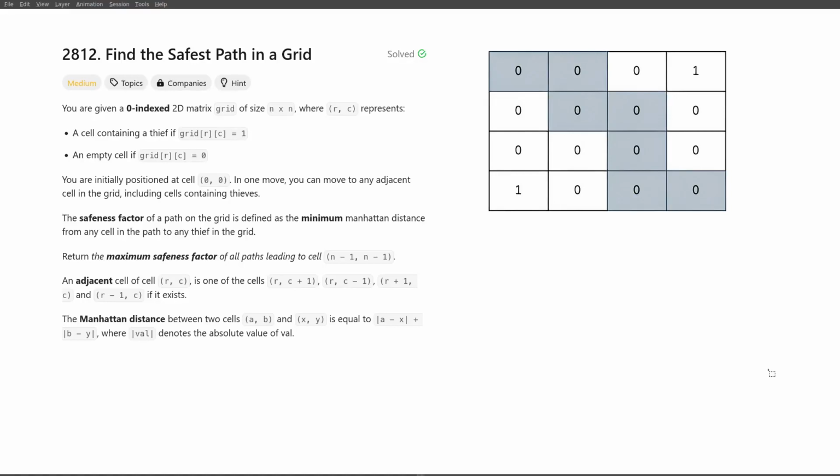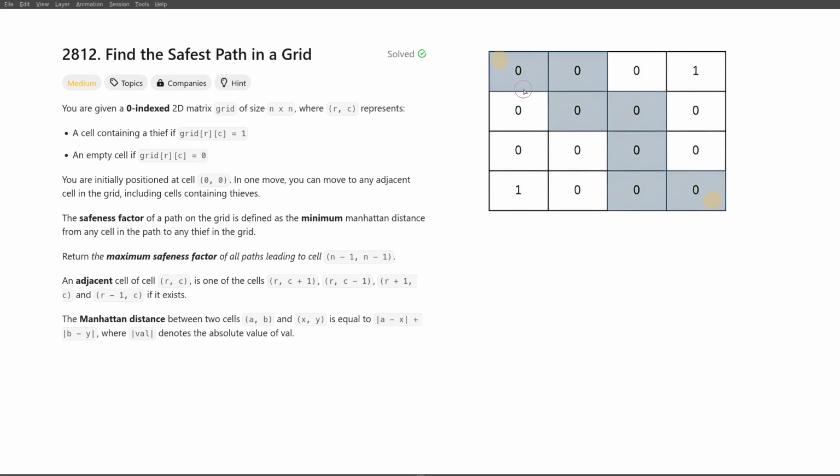Hello everyone, today we'll talk about the problem find the safest path in a grid. We're given a grid containing zeros and ones. Zeros are free cells and ones are thieves that we want to avoid. We want to get from the upper left corner to the lower right corner.